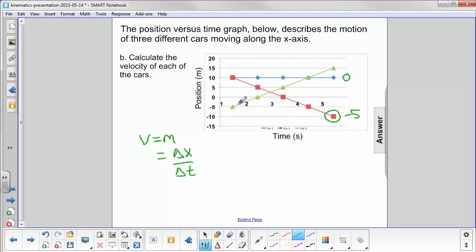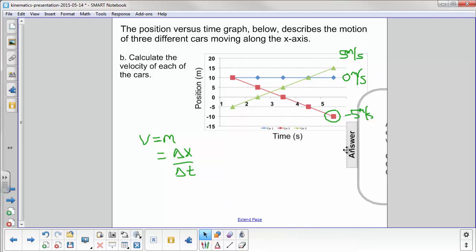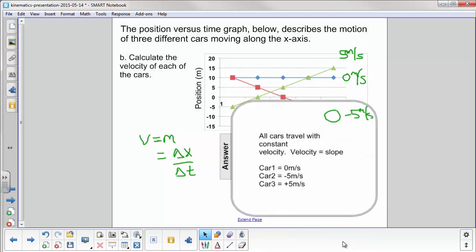And you can go ahead and pick 2 similar points on this green line. Take the slope of the line and you'll get a positive 5, so that would be 5 meters per second. So the velocity of the green is 5 meters per second. The red, notice how I'm putting the units in, which I forgot earlier. And then blue is standing still, so that's 0 meters per second. And let's just double check. Yep, got it right.